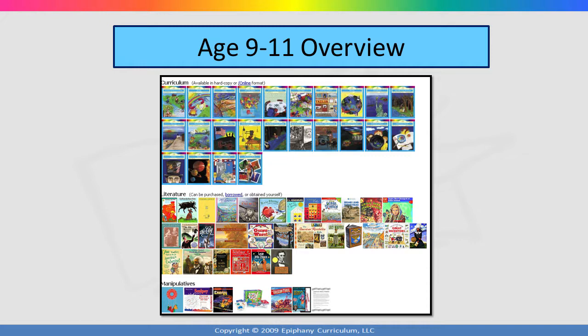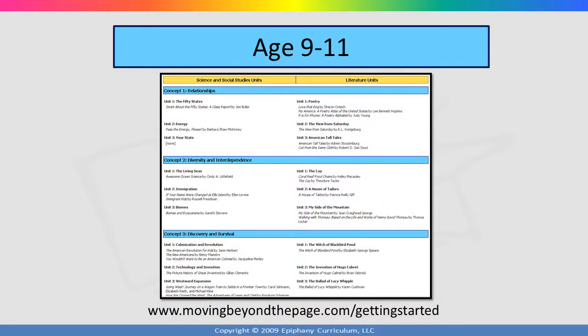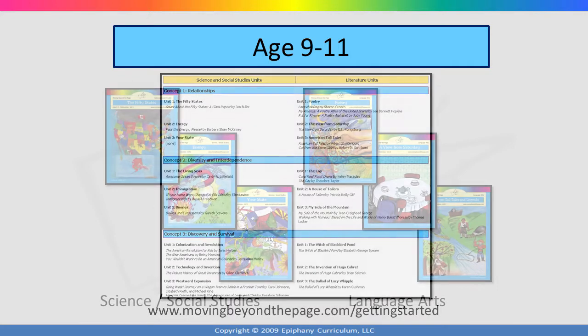Each of the 4 concepts has 3 science and social studies units and 3 literature units. There is also some required literature and possibly some manipulatives. You may want to take a few minutes and organize your books by concept. To do this, you can either use your packing slip or the age 9 to 11 at a glance link. This is available at www.movingbeyondthepage.com/getting-started. Either of these methods will show a list of the concepts and how the units tie in together, as well as the literature included in each one.